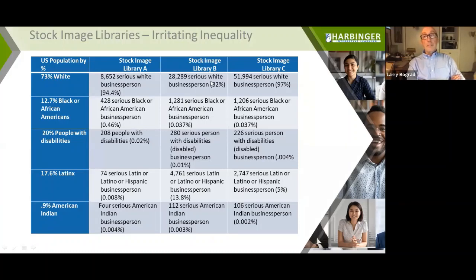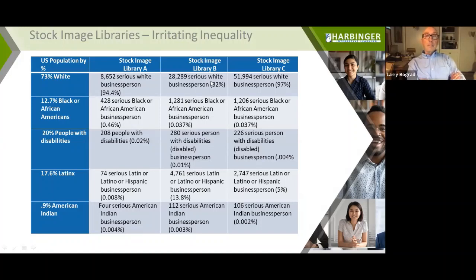Hispanics, Latinos, Latinx are almost 20% and growing in America, but their representation is really bad. And if you look at columns B and C, these aren't much better. In stock library C, the number of white people was 97%. So what I'm saying is, to not use the old tired sports metaphor, the playing field is not even.